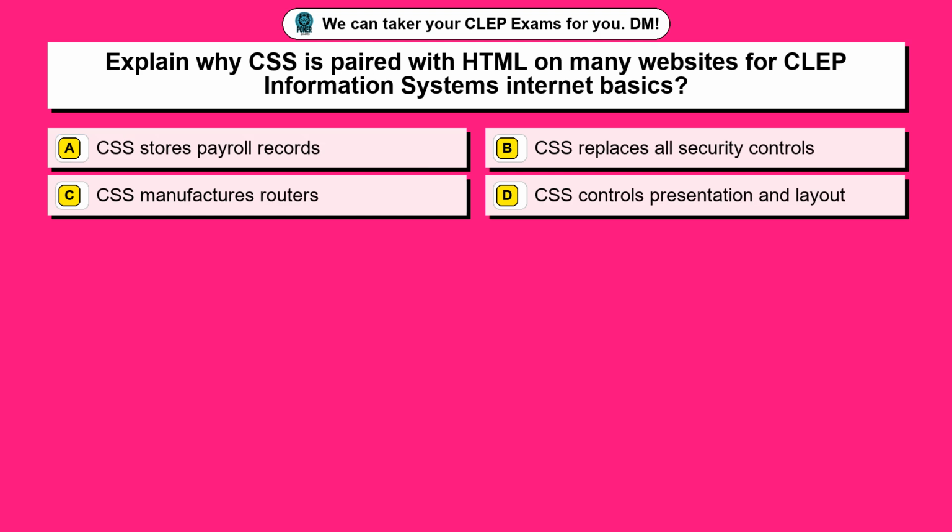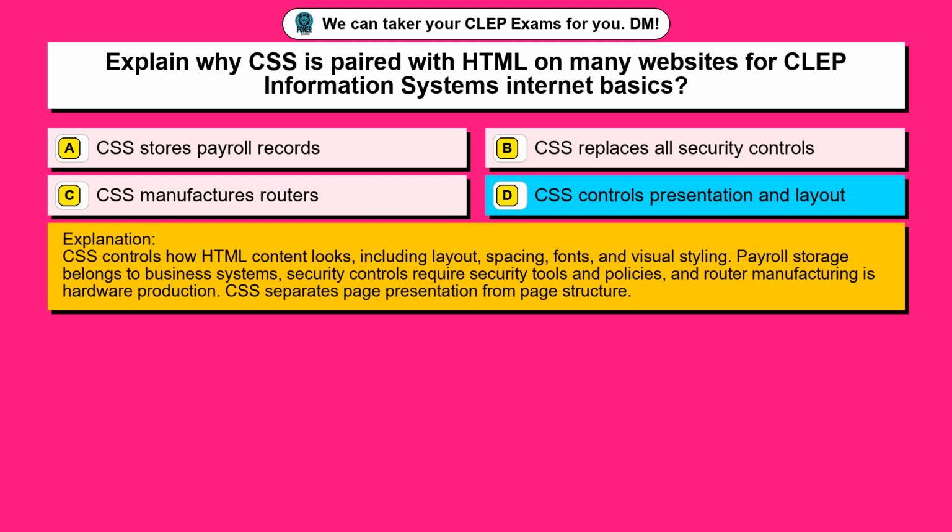Question 35. Explain why CSS is paired with HTML on many websites for CLEP Information Systems Internet Basics. Option A, CSS stores payroll records. Option B, CSS replaces all security controls. Option C, CSS manufactures routers. Option D, CSS controls presentation and layout. The correct answer is option D, CSS controls presentation and layout. CSS controls how HTML content looks, including layout, spacing, fonts, and visual styling. Payroll storage belongs to business systems, security controls require security tools and policies, and router manufacturing is hardware production. CSS separates page presentation from page structure.